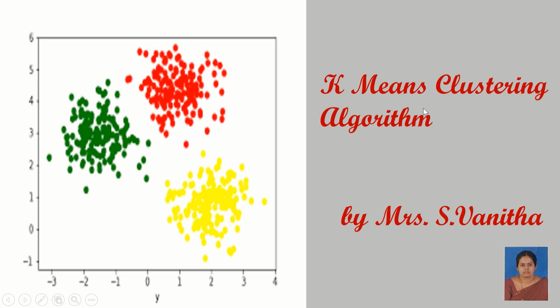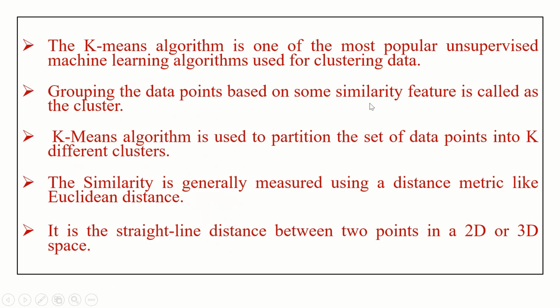In this video, we discuss the K-means clustering algorithm. The K-means algorithm is a popular unsupervised machine learning algorithm used for clustering data. Grouping the data points based on some similarity feature is called a cluster. The K-means algorithm is used to partition the set of data points into K different clusters.